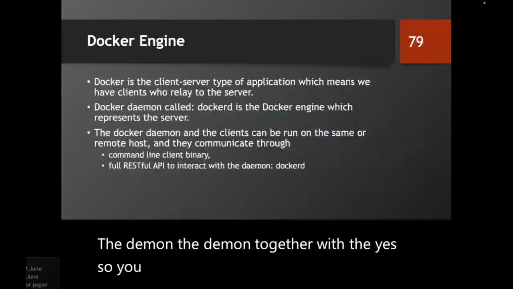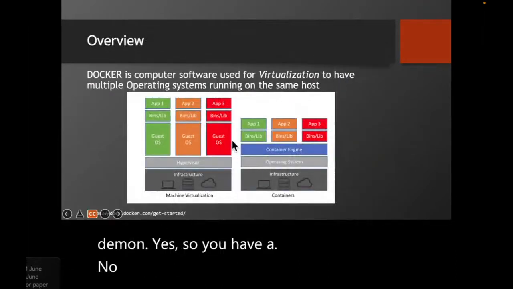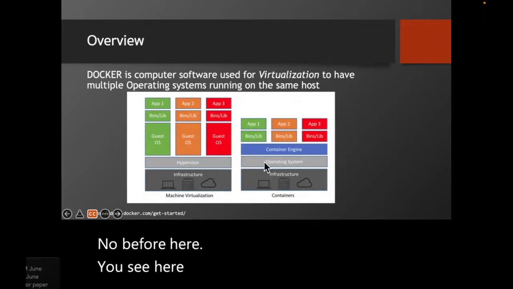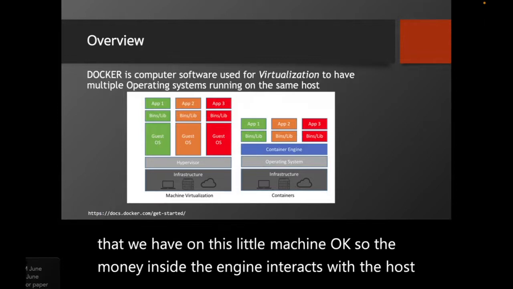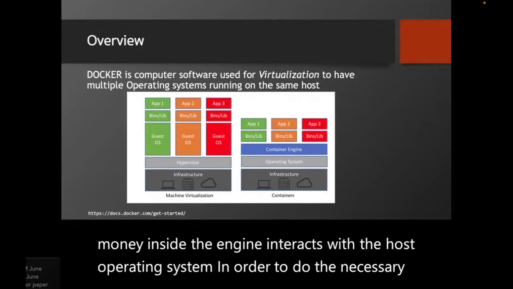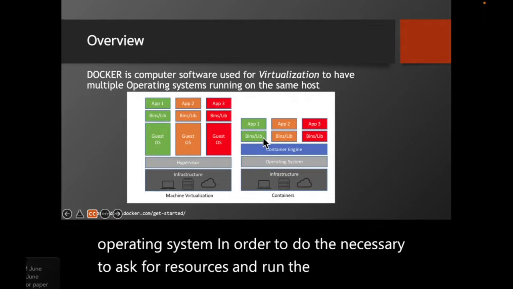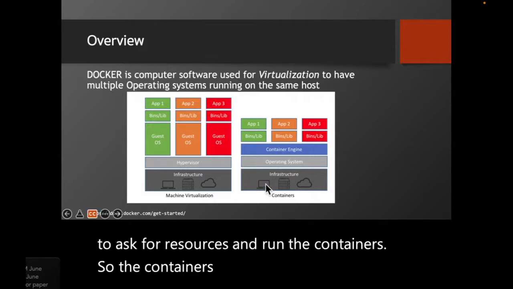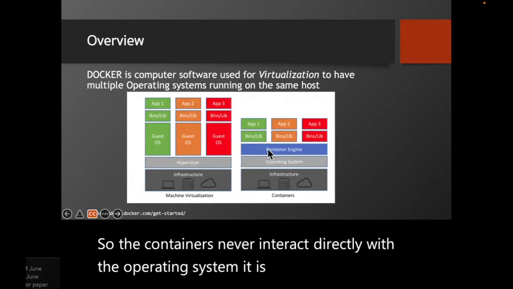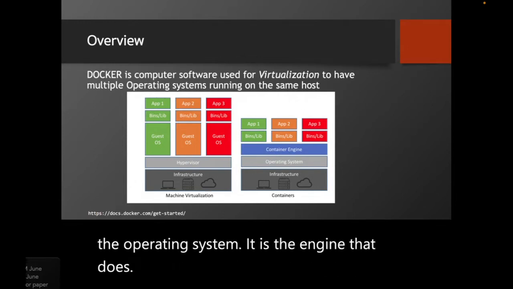So you have before here. You see, here it's the operating system. So let's think that we have only this little machine, okay? So the daemon inside the engine interacts with the host operating system in order to do the necessary to ask for resources and run the containers. So the containers never interact directly with the operating system. It is the engine that does. Okay.